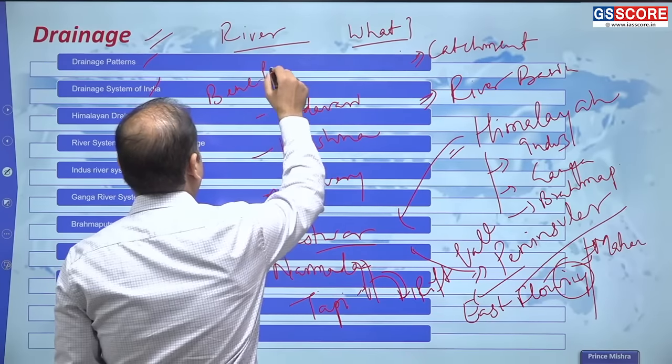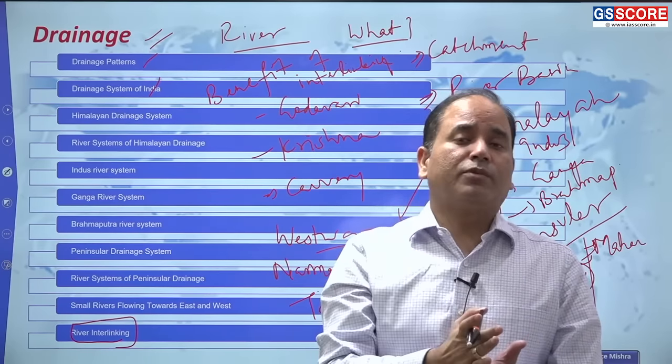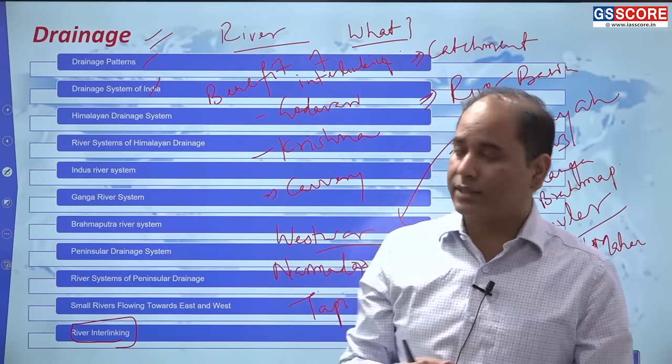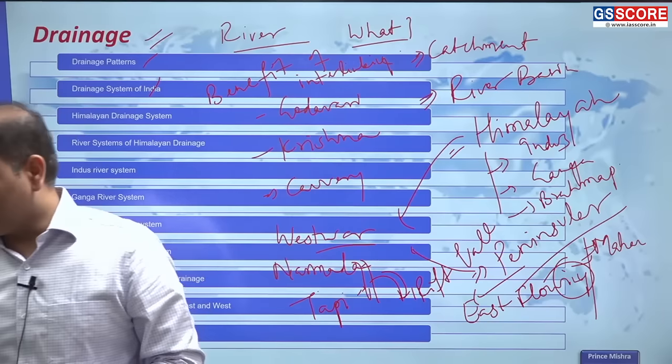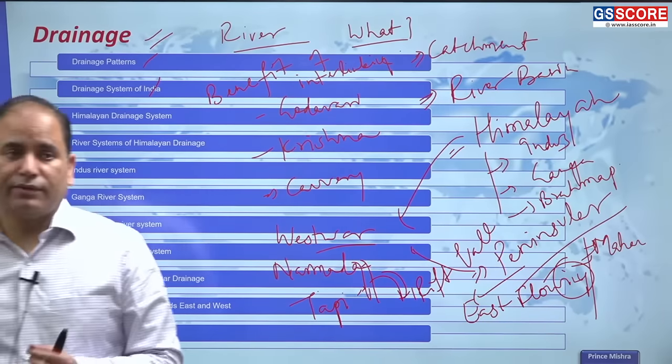Along with those benefits, interlinking might also have certain disadvantages. So when you look at the advantages, along with them you are also supposed to study the disadvantages. Along with the advantages of the interlinking of rivers, you are also supposed to study the disadvantages of interlinking of rivers.